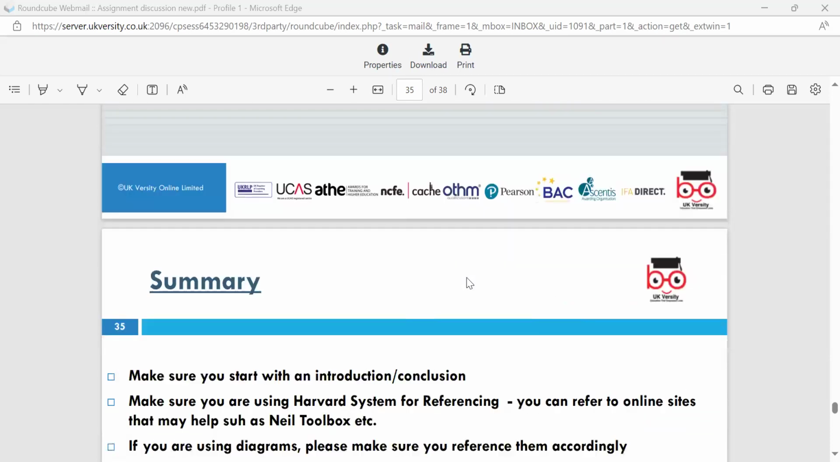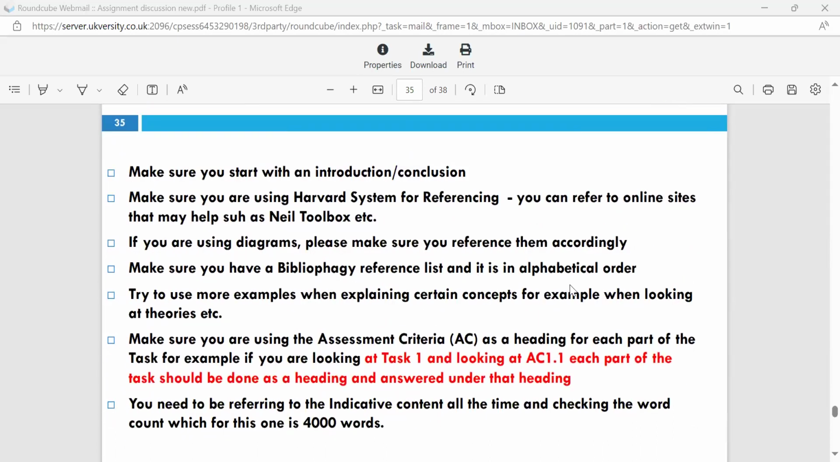Assignment guidance and support. In summary, make sure you start with an introduction and finish with a conclusion towards the end. I reiterate this again, make sure you are using the Harvard system for referencing. Again, this is really important. You can refer to online sites, and I've mentioned some there. There's one called Cite Me, and there's one called Neil's Toolbox that I know learners use to help them if they struggle with the dots and the commas in the right place. This would help support them. So make sure you are using them if you need support and help for your referencing, and that you are referencing properly using the Harvard system.